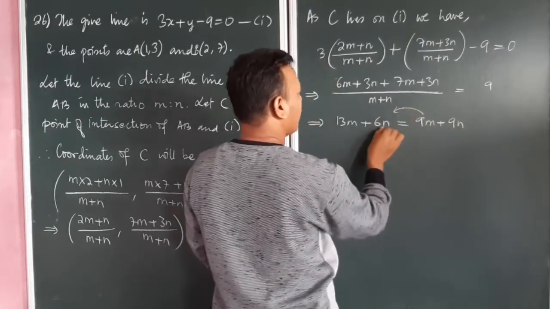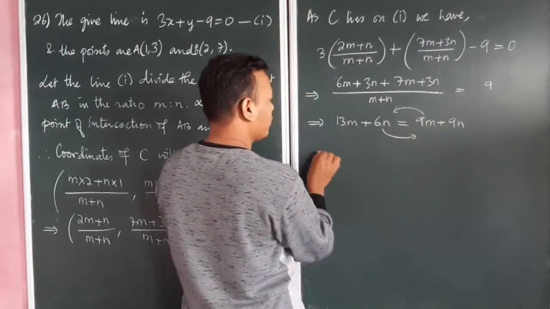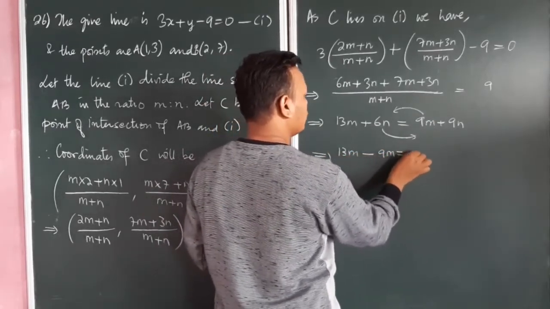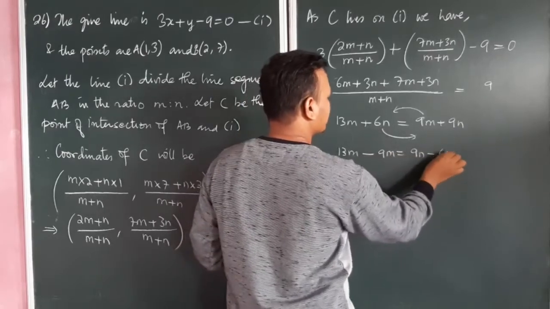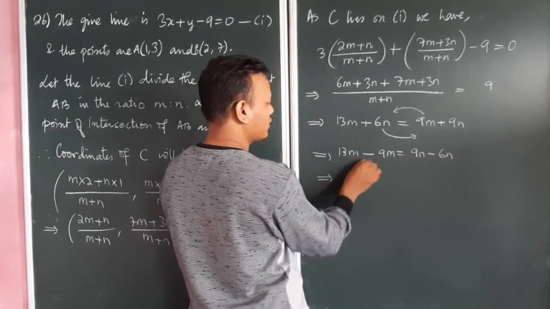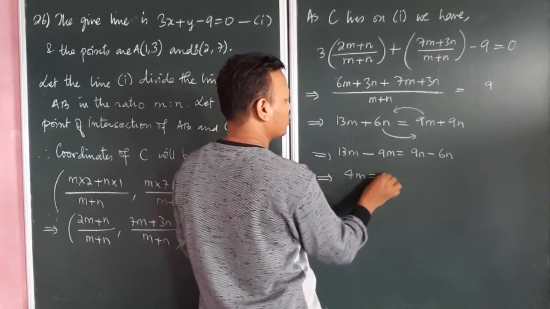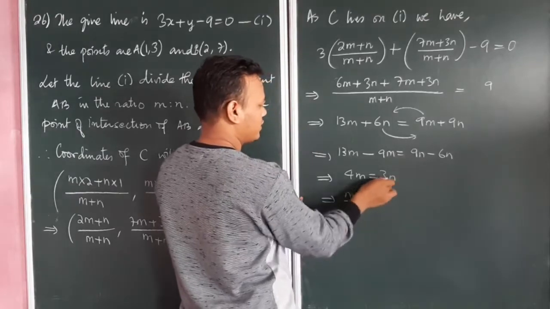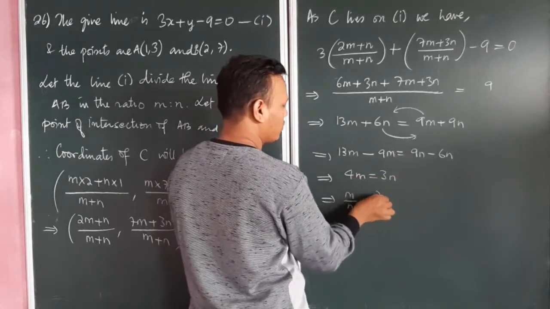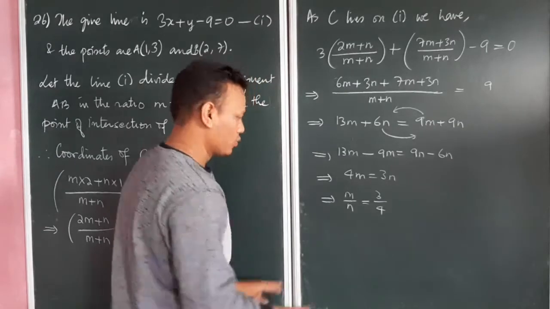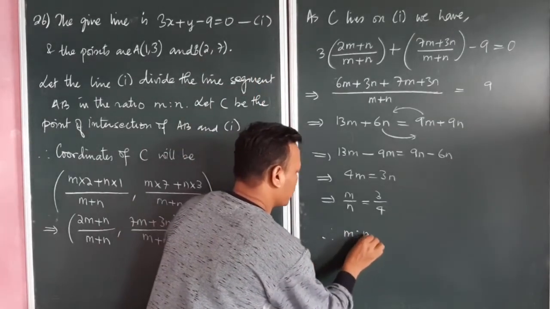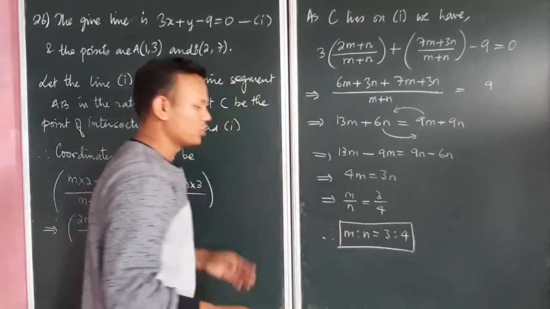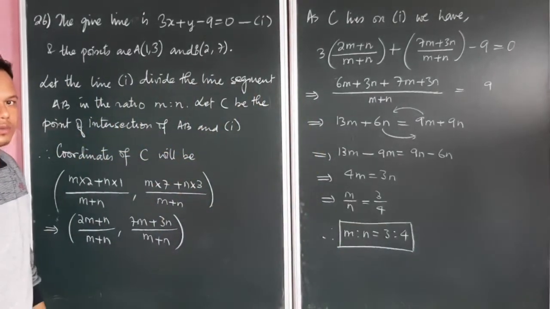So get this m out there and n there. So we have 13m minus 9m equals to 9n minus 6n, isn't it? So how much is this? This is 4m, and this is how much? This is 3n. So from here we need to calculate m by n. Take this n out here. So we have this 4 goes down. So we have this much. Yes. So therefore from here we see that m is to n is how much? This is 3 is to 4. Alright. So this is my answer for this particular question. So you may pause the video to note down.